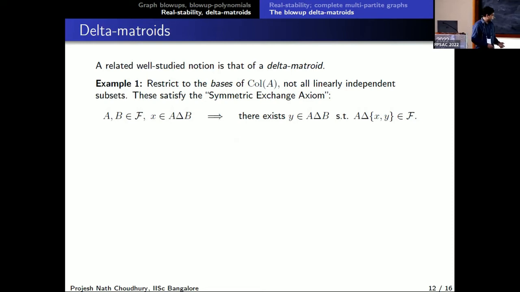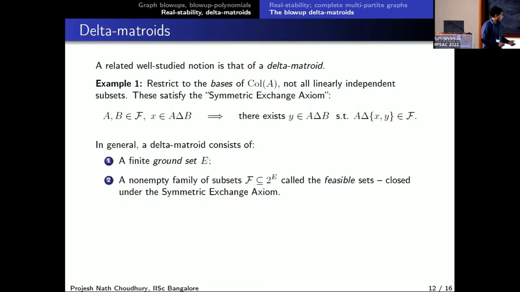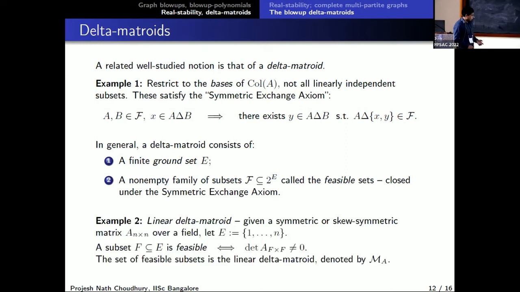And if for a finite set E a family of subsets of E satisfies this axiom, these two together are called a delta-matroid. Here the subsets are called feasible sets. The delta-matroid was first introduced by Bouchet in 1987 as a generalization of matroids. A delta-matroid is a matroid if the feasible sets all have the same cardinality. And here is an example of a delta-matroid.